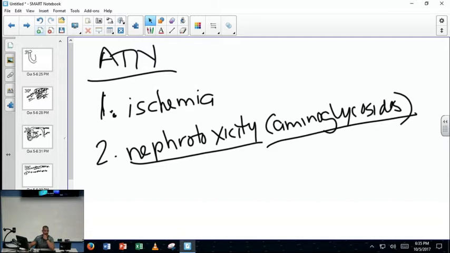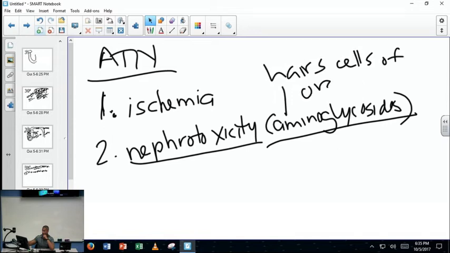What else do aminoglycosides do? You know what else they destroy? They destroy the hair cells in the organ of Corti. They make you deaf. Okay. So aminoglycosides are a very common cause of nephrotoxicity. Okay.